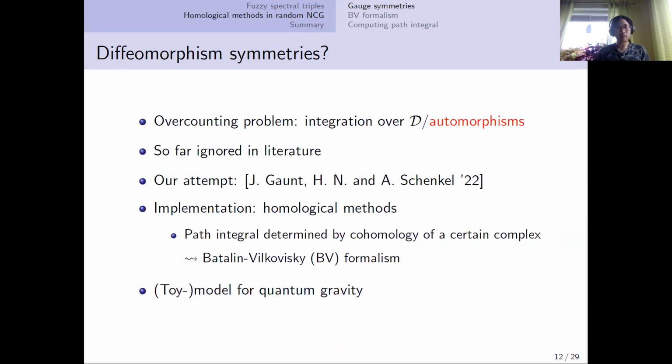So what we were thinking of is to include diffeomorphism symmetries in the game as well. When one does that, one runs into an overcounting problem, because we want to integrate over these Dirac ensembles modulo some automorphisms. And as far as we know, this has so far been ignored in the literature. So we wanted to try that. And what we do is to use homological methods to take care of the integration. The path integral will then be determined by the cohomology of a certain complex. And this is described by the Batalin-Vilkovisky formalism, or BV formalism for short. So this provides a toy model for quantum gravity, because we are modding out the diffeomorphism symmetries.